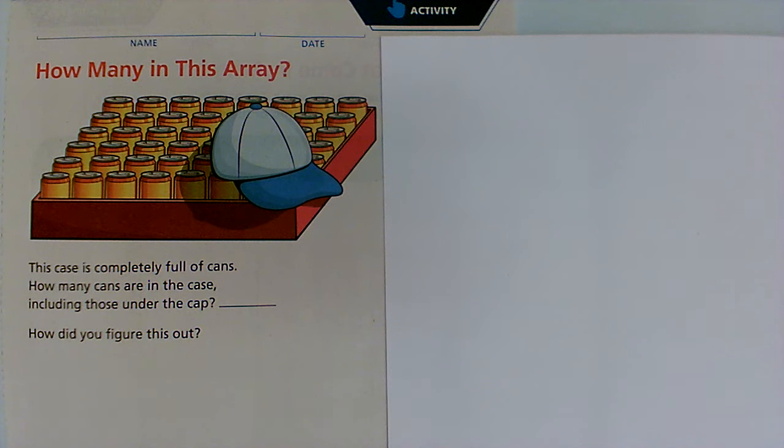This case is completely full of cans. How many cans are in the case, including those under the cap? How did you figure this out?